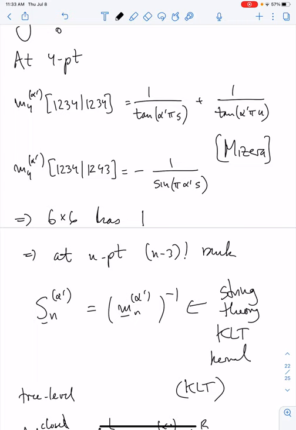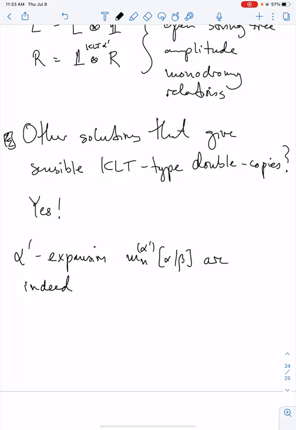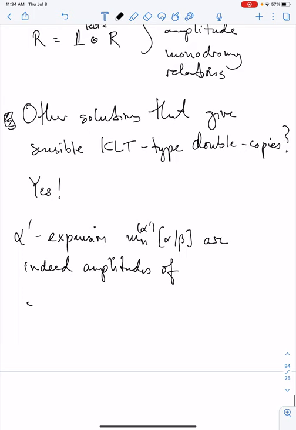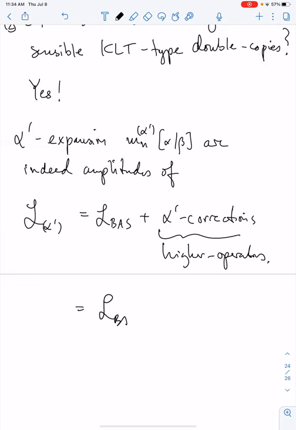You might be surprised that I call these amplitudes, because after all, they don't look like things that have sensible poles. They have infinitely many poles, and they look very peculiar as amplitudes. But in the alpha prime expansion, the m, n alpha prime amplitudes are indeed amplitudes of a model which is the biadjoint scalar model plus alpha prime corrections. And those alpha prime corrections are the same as higher derivative operators that are added to the action. In particular, they take the form schematically of operators of the form d squared phi to the 4. Again, these are biadjoint scalars, so the indices are contracted in certain ways with color structures.